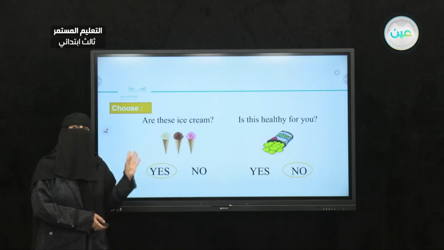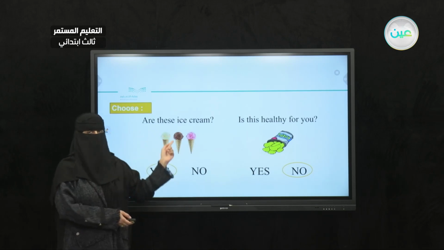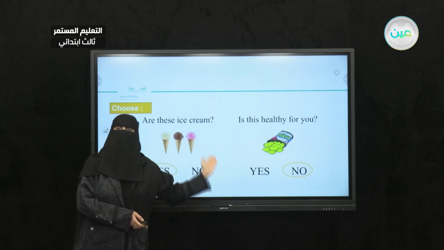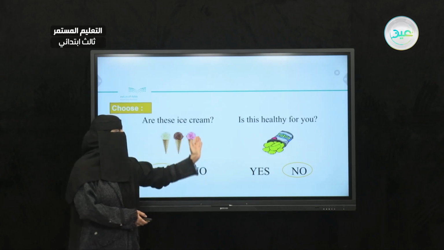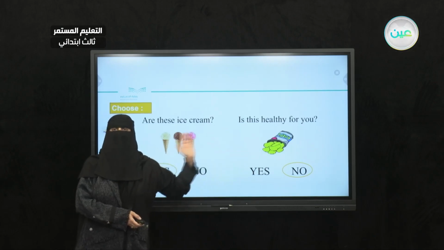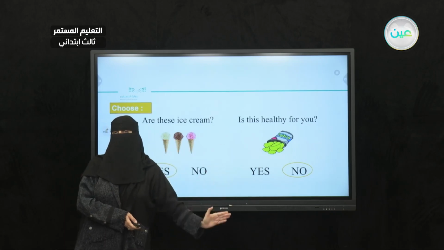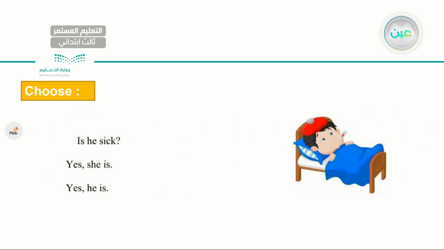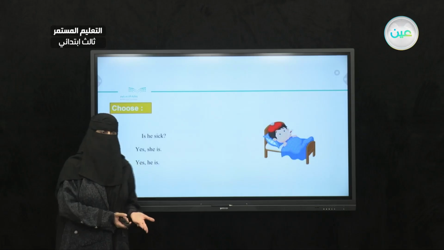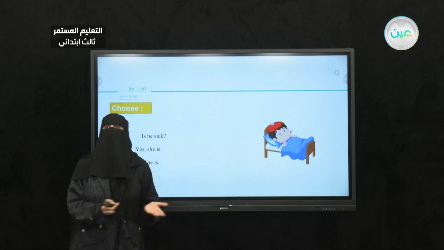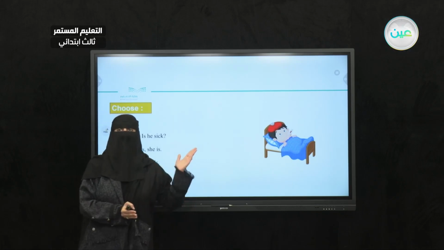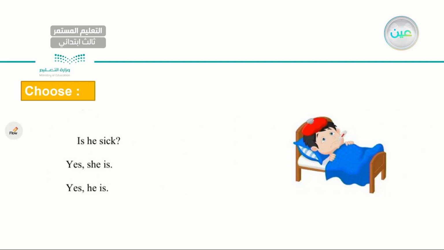But the most important thing is to look at how we form the question. Are these ice creams? No information, just a simple yes or no. Is this healthy? Just give me yes or no as an answer. How about this, my dear student? Now I have this boy in his bed, okay? Is he sick? No information, just give me yes or no. Is he sick? What do you think?